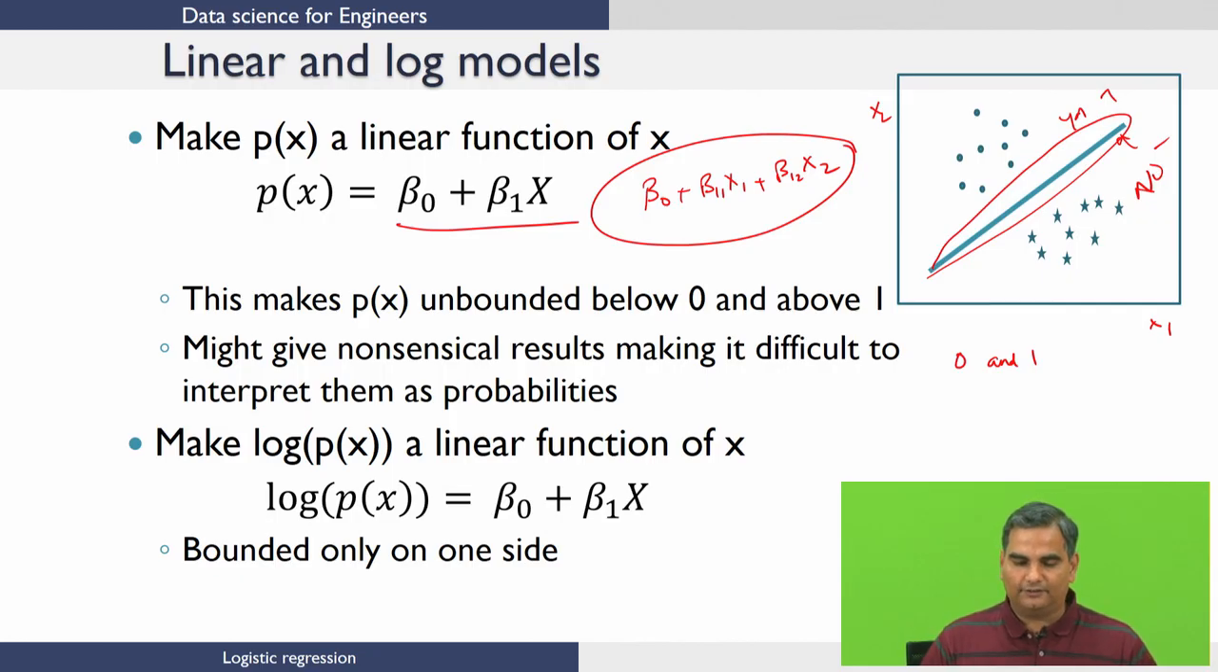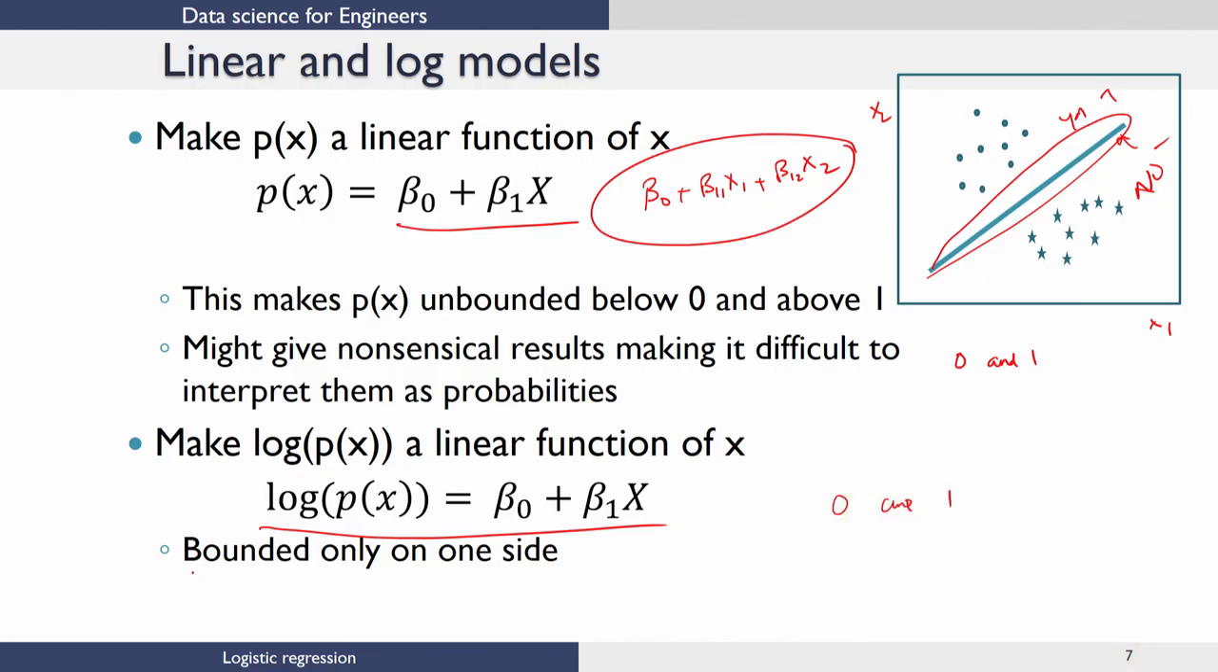So, you could think of something slightly different and say, look, instead of saying p of x is this, let me say log of p of x is beta naught plus beta 1 x. In this case, you will notice that it is bounded only on one side. In other words, if I write log of p of x is beta naught plus beta 1 x, I will ensure that p of x never becomes negative. However, on the positive side, p of x can go to infinity. That again is a problem because we need to bound p of x between 0 and 1. So, this is an important thing to remember. It only bounds this on one side. So, is there something more sophisticated we can do?